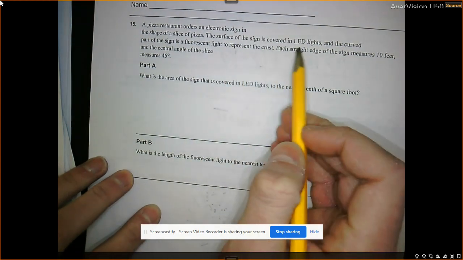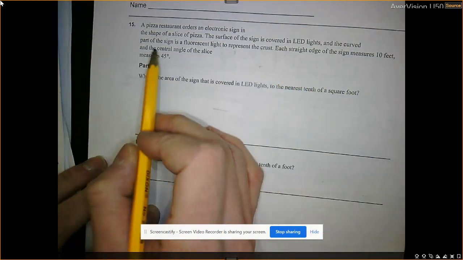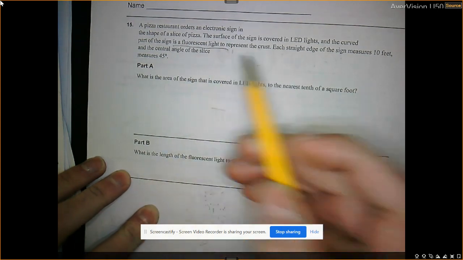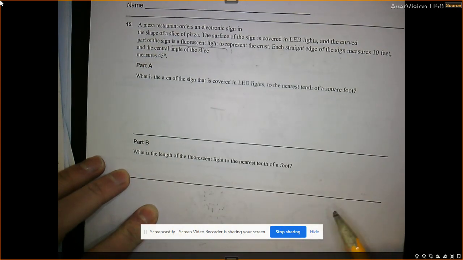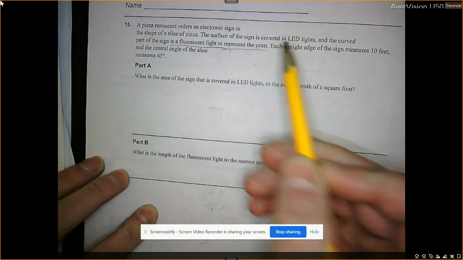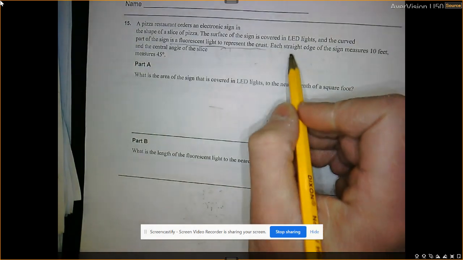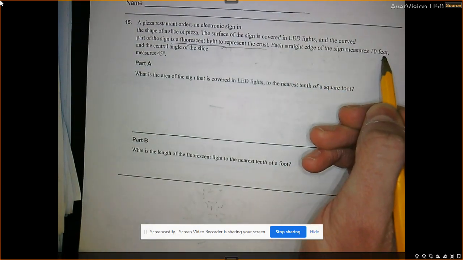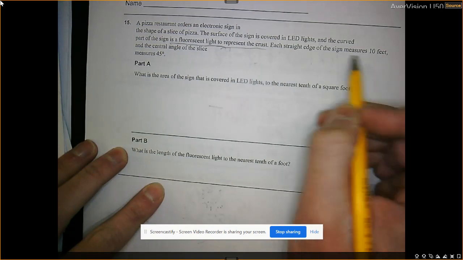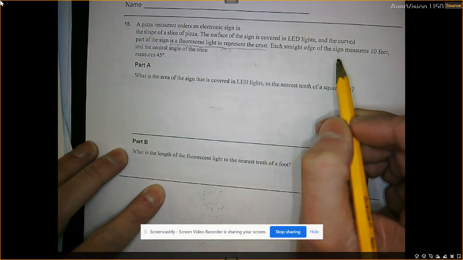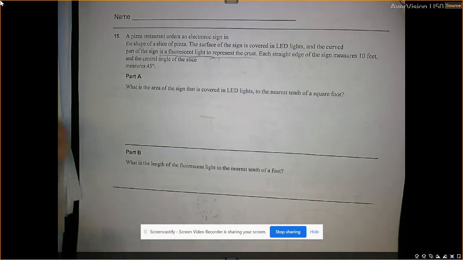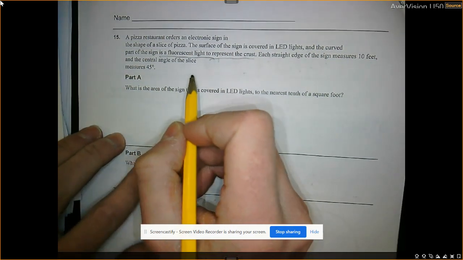Okay, so the surface area of the sign is covered in LED lights, and the curved part of the sign is a fluorescent light to represent the crust. Okay, if it's the crust, it's probably the outside. That could be important. Each straight edge of the sign measures 10 feet. Okay, I don't like how this is worded really. It's worded better on your test. The one that is sort of similar to this on your test is worded better. I will tell you that for sure.